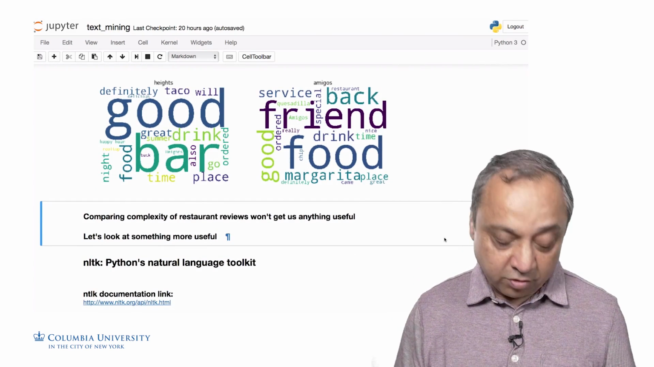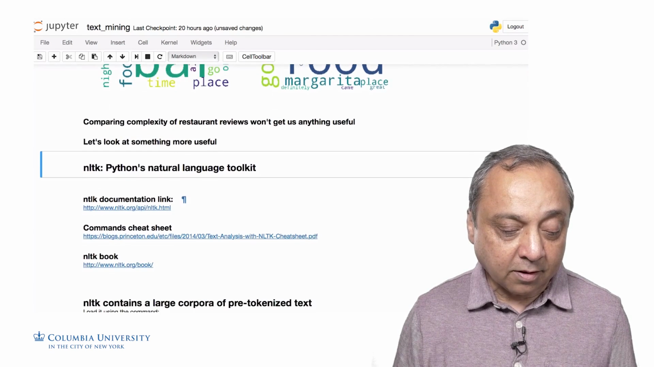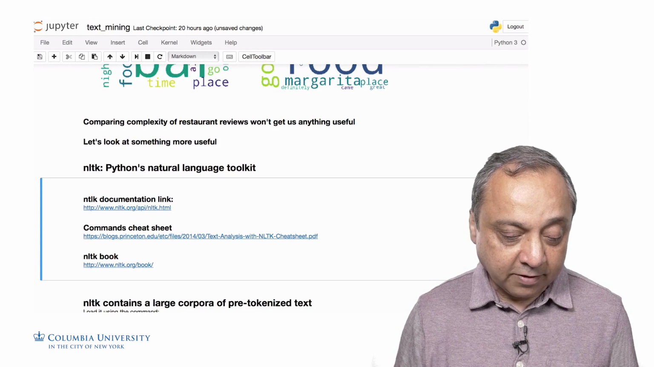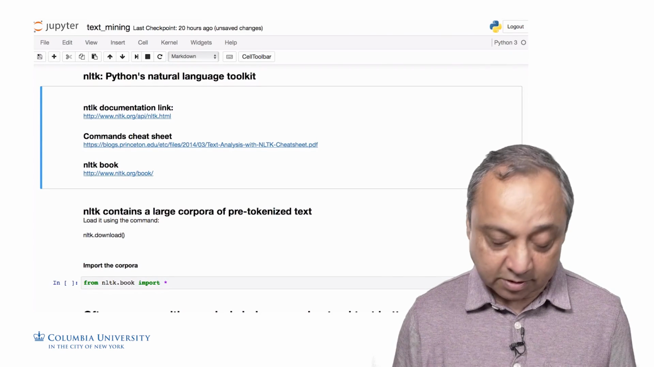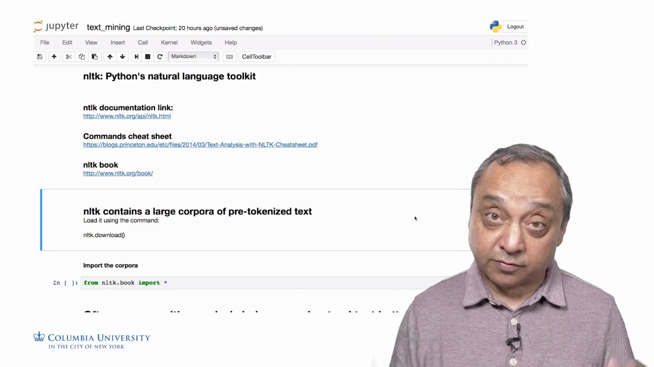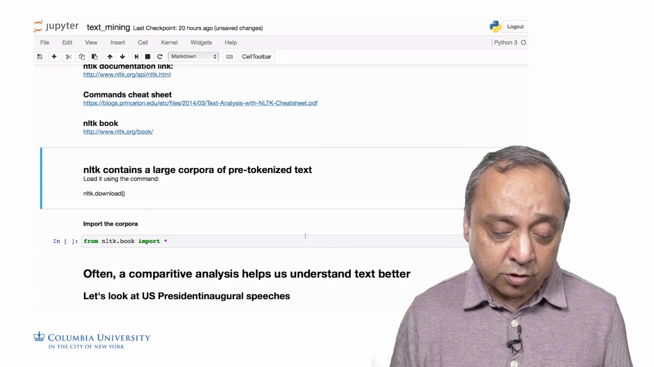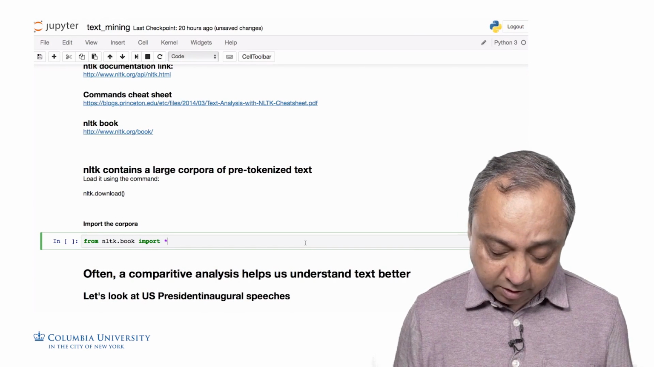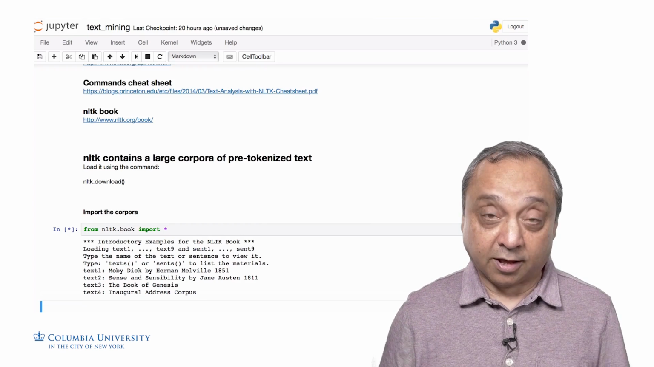So comparing restaurant reviews is not going to get us anything more useful. So what we want to do is look at NLTK's inaugural text. NLTK contains huge corpora of pre-tokenized text, which we downloaded up front before we started. What you want to do is import that corpora. So let's just do that. And when you've finished importing it, we'll start on the next video.